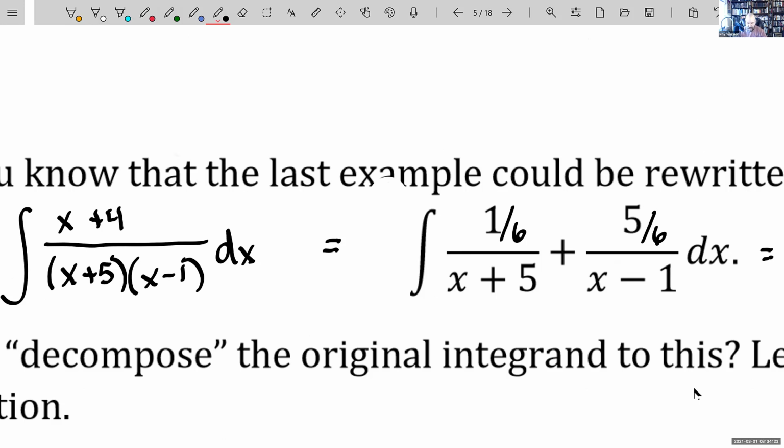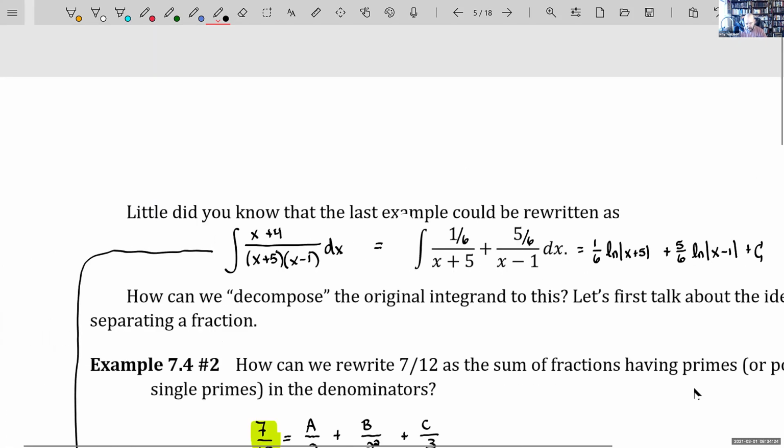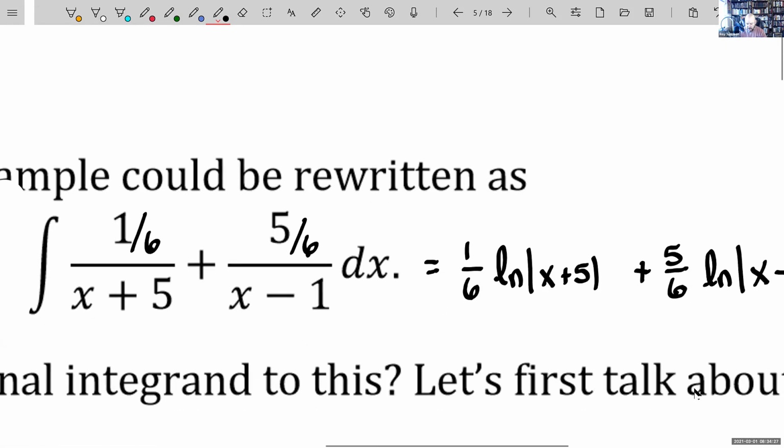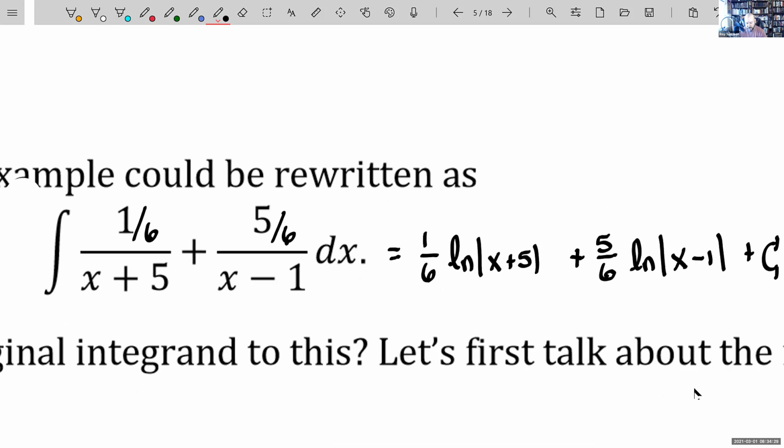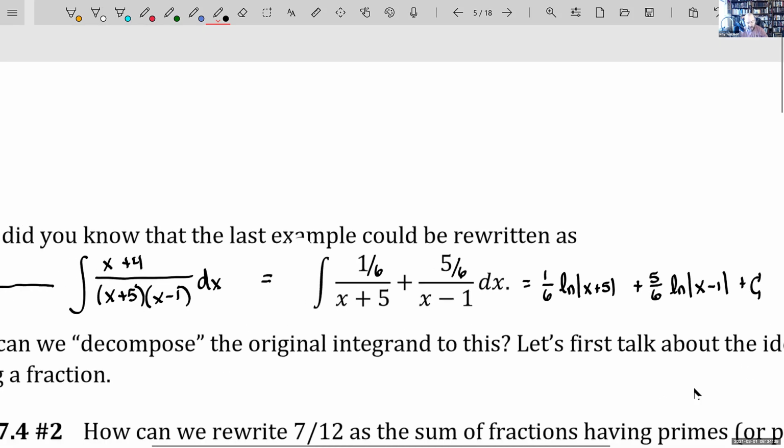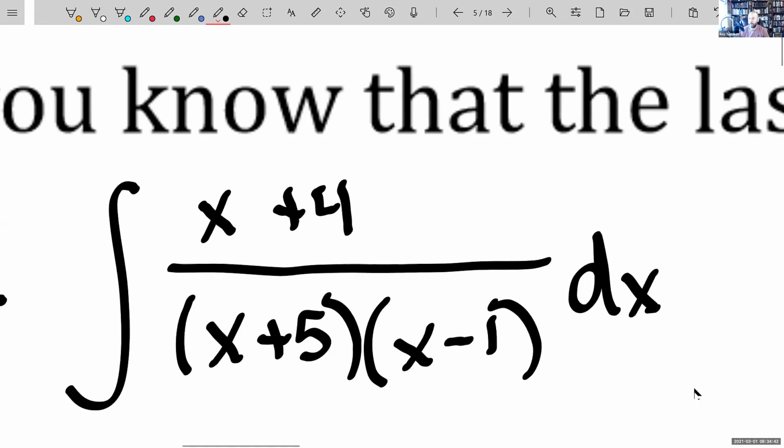And that is really, oh, by the way, if you can pull it apart like that, notice it integrates very quickly because that's just 1/6 times the natural log of x plus 5 plus 5/6 times the natural log absolute value of x minus 1. So we can integrate that very quickly as long as we can do some magical algebra that pulls this apart. So the rest of today, very short time, we're going to talk about how to pull that apart. How do we do that taffy pull of pulling apart a single fraction into its component fractions?